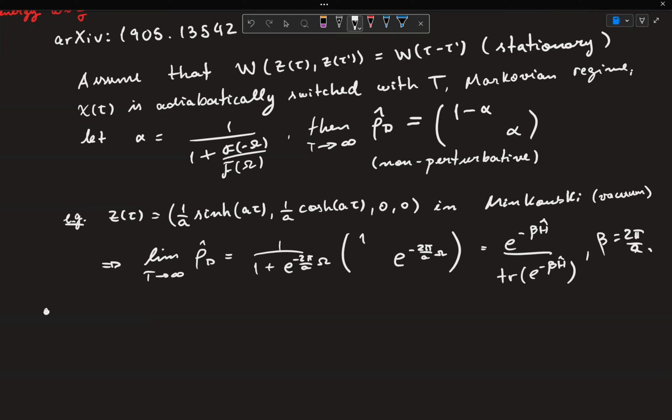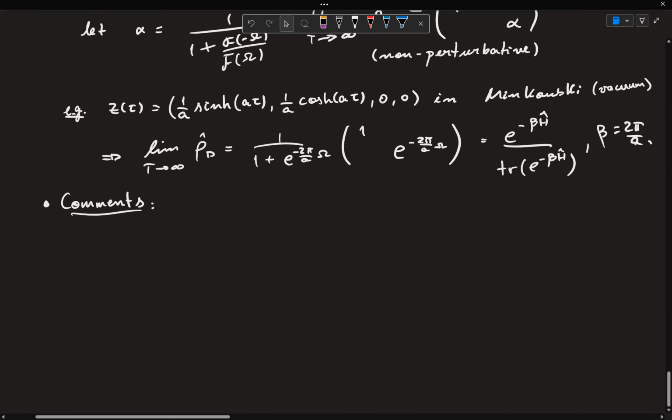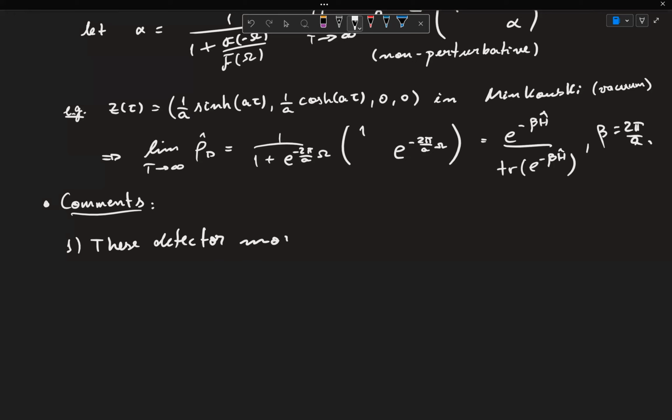Now, comments. The comments that we will not address but recognize are a couple of the questions that were asked here. One, these detector models, they seem like complete abstractions.